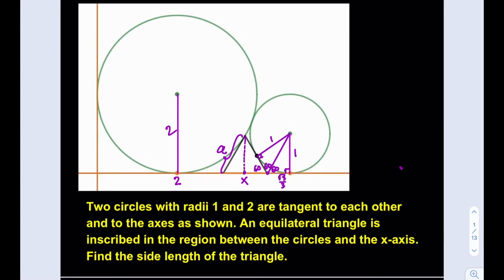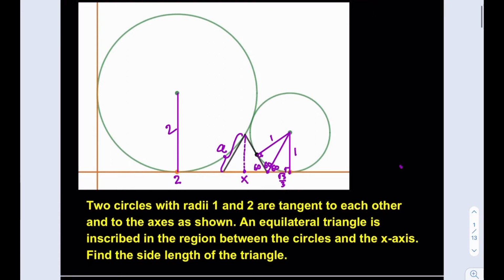That's going to be helpful because we can find the x-coordinate of this point and then just subtract root 3 over 3 from there. So let me go ahead and erase that, and I'm just going to write it down here. So this length is root 3 over 3.